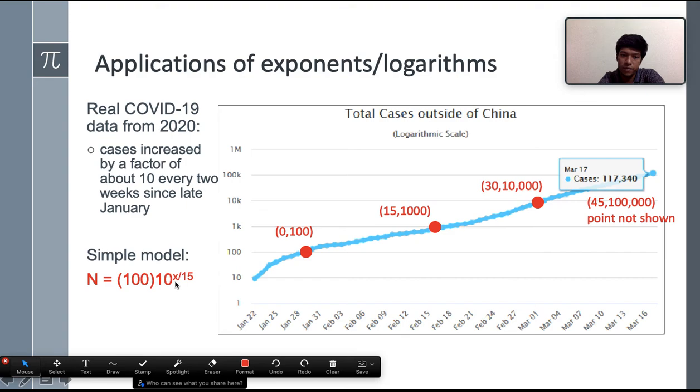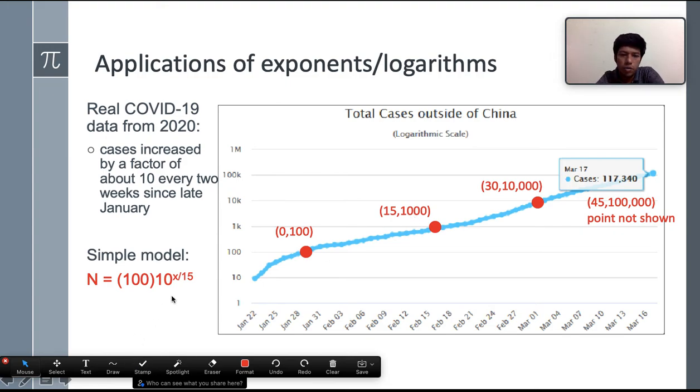So that means if it is 4 weeks, then x equals 2. If it is 6 weeks, then x equals 3, because the model is an every 2 weeks model. And how does this 100 come? 100 comes because at 0, the value is 100. That is the initial value. How does this 10 come? You divide 1000 by 100, you get 10.